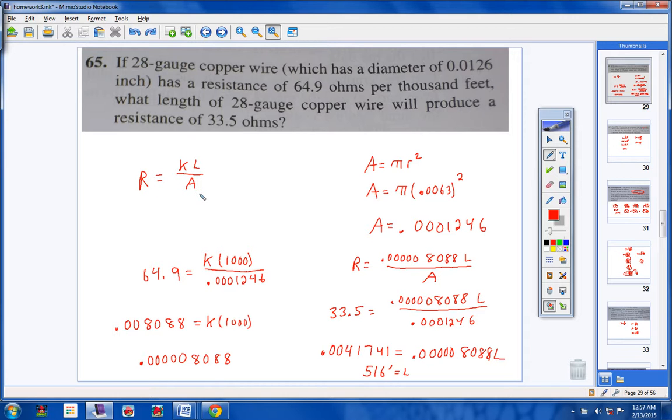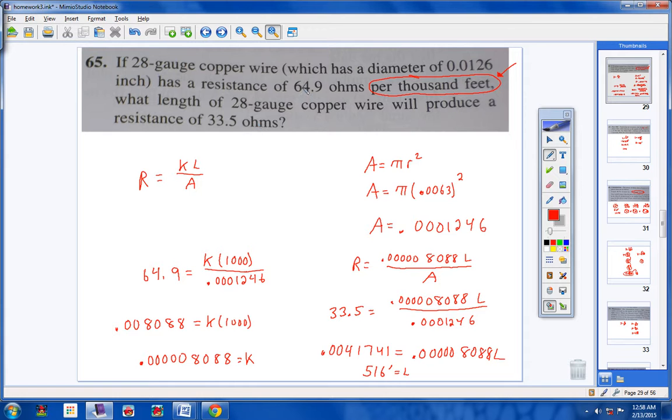Now, coming over here, the first thing I have to do is solve for K. And that's what I did down here, by the way. In order to solve for K, I had to put some numbers in for these variables. For example, for R right here, I put 64.9, because it says a 28 gauge copper wire has a resistance of 64.9 ohms per 1,000 feet. Now that part kind of stumped me, and now I see how it came into play. That's going to be your length.